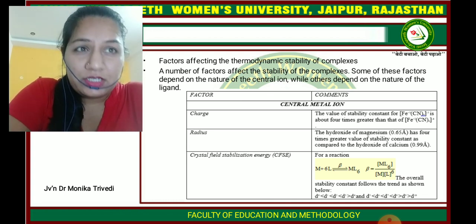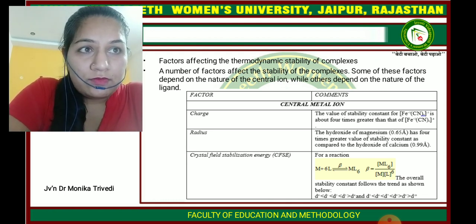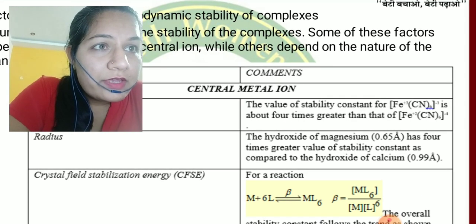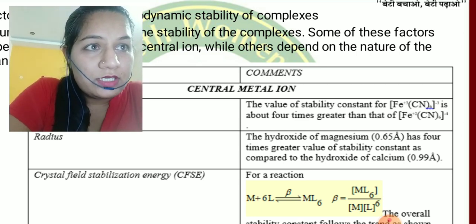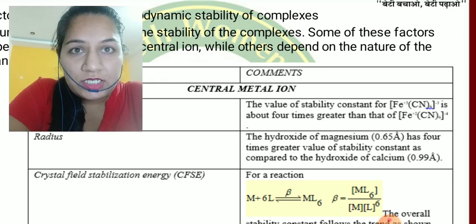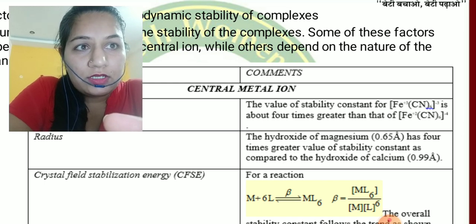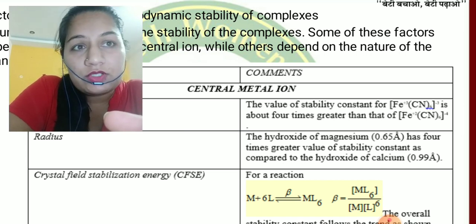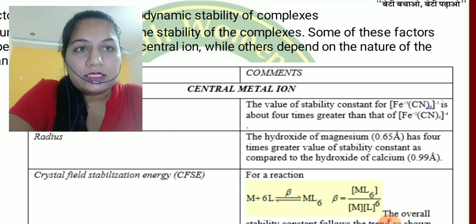stability, like the charge and radius of the central metal ion. The value of the stability constant, for example, of Fe(CN) with Fe3+ and Fe2+: the charge on Fe is different, so the stability also changes. Talking about the radius, magnesium hydroxide, with a radius of 0.65 angstrom, has a stability constant about 4 times greater compared to calcium hydroxide, because the radius is different.